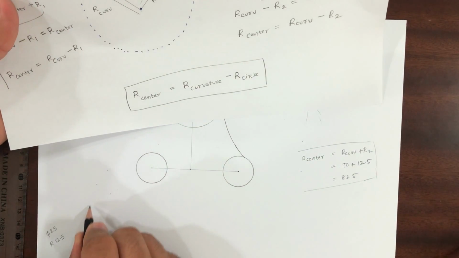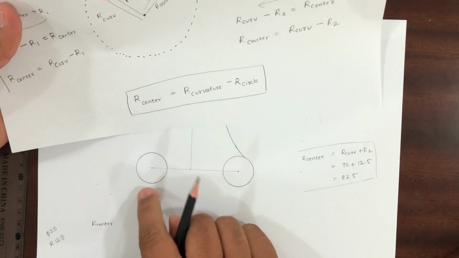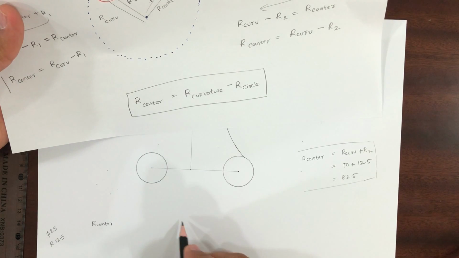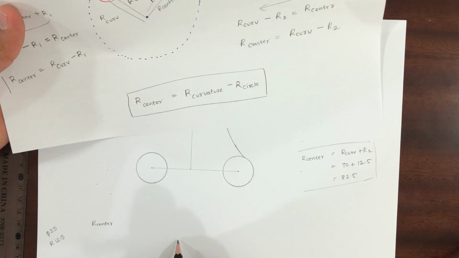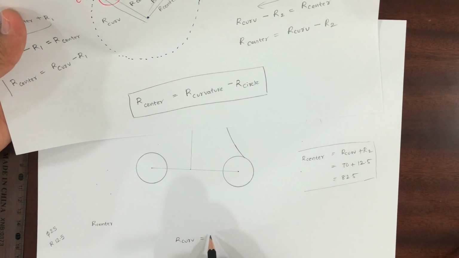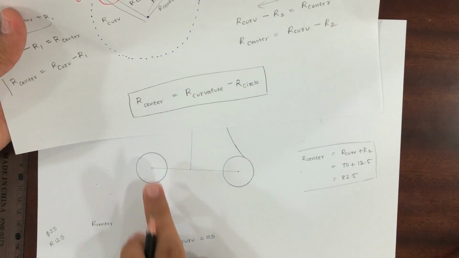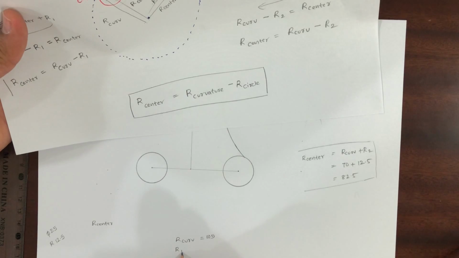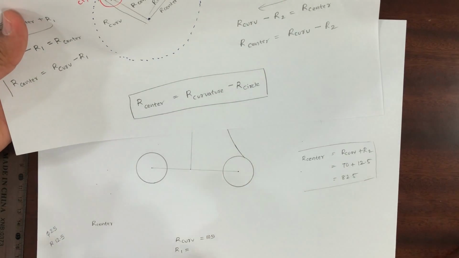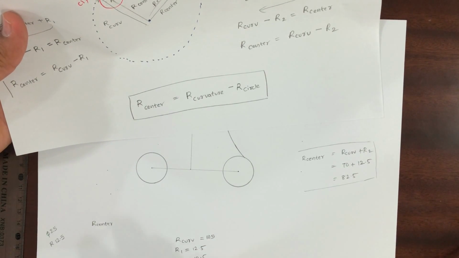R center equal to R center. Okay, and what is the curvature here? The curvature is given as R curvature. R curvature here is given as 105. R curvature is 105. Radius 1, how much is radius 1? This radius is 12.5. And this will become the second circle. Second circle also same, 12.5.